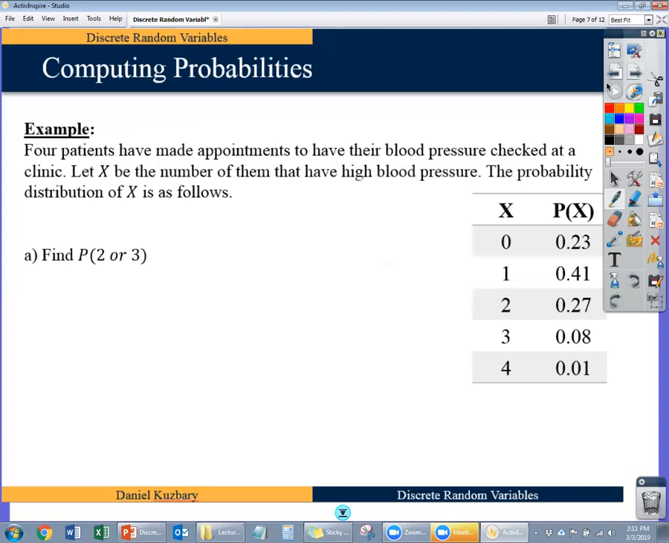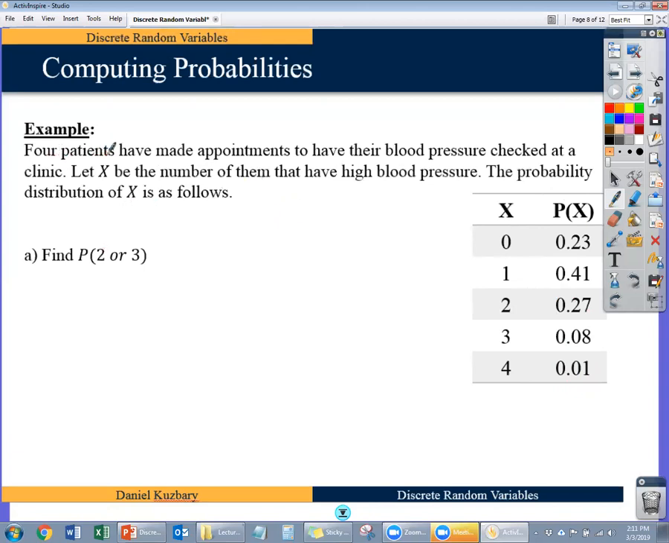So, like I said, it's pretty easy to check. Let's look at using probability distributions to compute probabilities. So I have a probability distribution here. You can check on your own and make sure that it is truly 1. Make sure these numbers add up to 1. But I'm going to use this and find some probabilities.